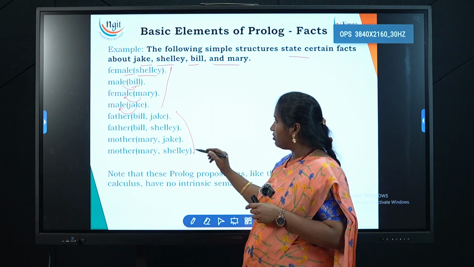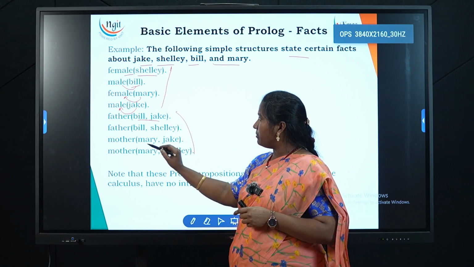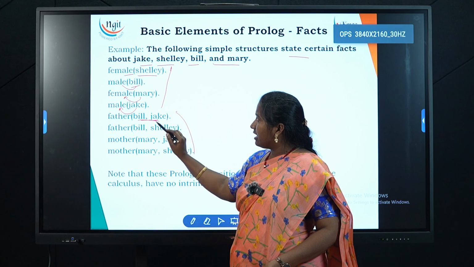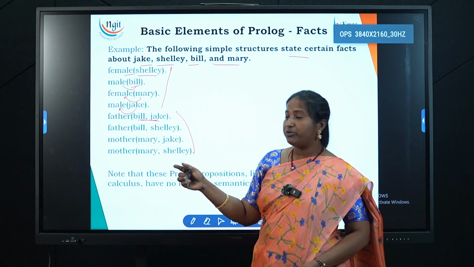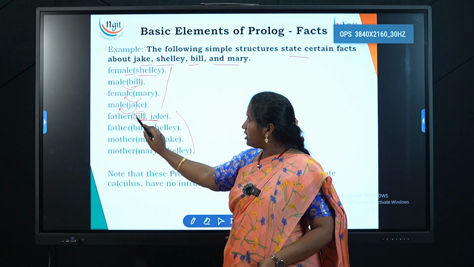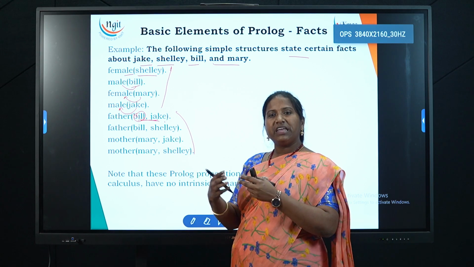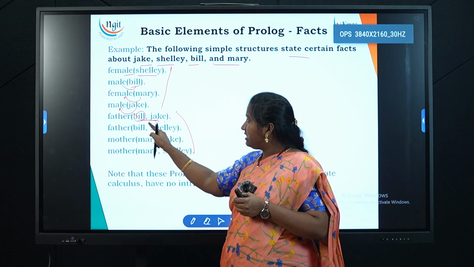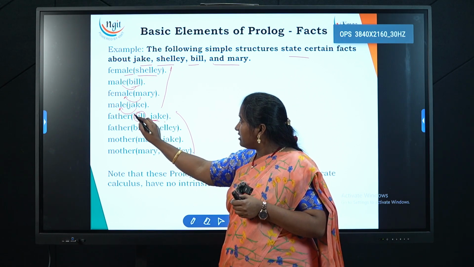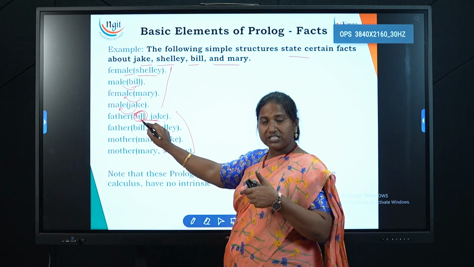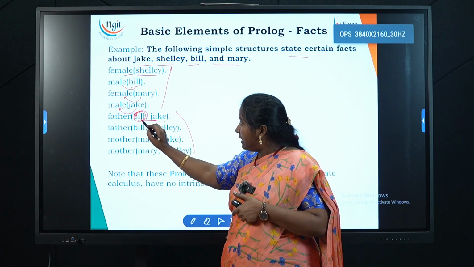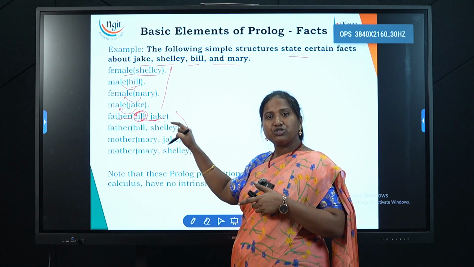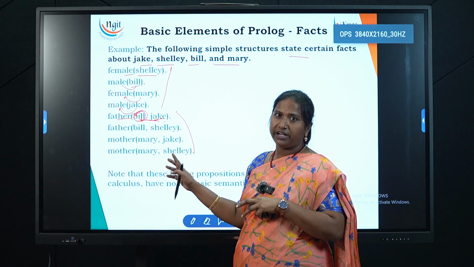Now look at these four things. These are with two parameters. Father, Bill, Jake. Now the proposition is what you have to understand: Bill is the father of Jake. So you can make any kind of proposition, but mostly Prolog will take this kind of proposition, making the first parameter the prior one, that is, Bill is the father of Jake. This is the most common use of declarative semantics.